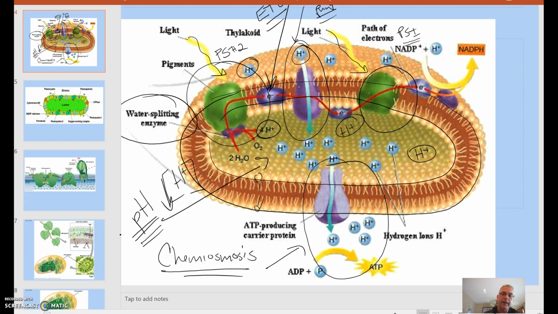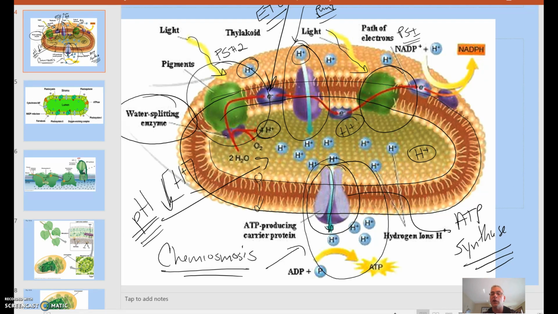As that hydrogen diffuses down its electrochemical gradient, we have the familiar enzyme right here of ATP synthase. ATP synthase is the same enzyme that we found embedded in the inner membrane of the mitochondria, and it has the same function, and that is to allow the hydrogen ions to move from high concentration to low and to turn that internal rotor of sorts.